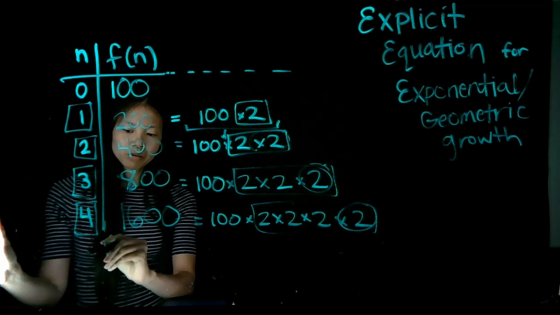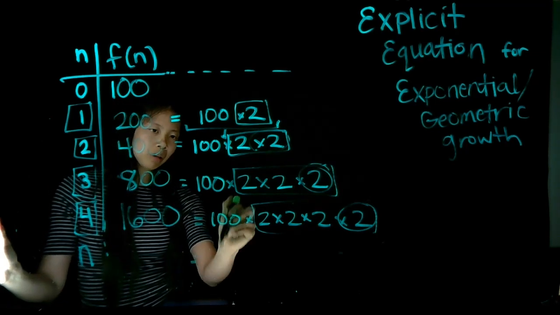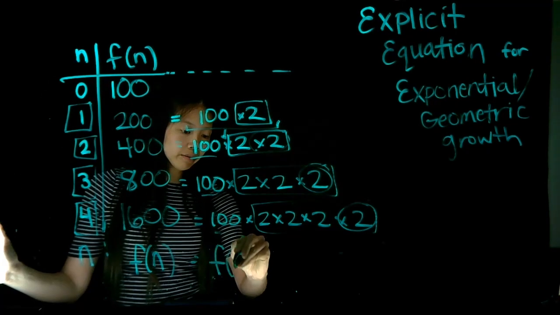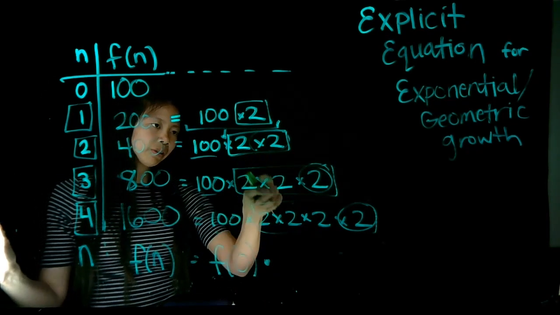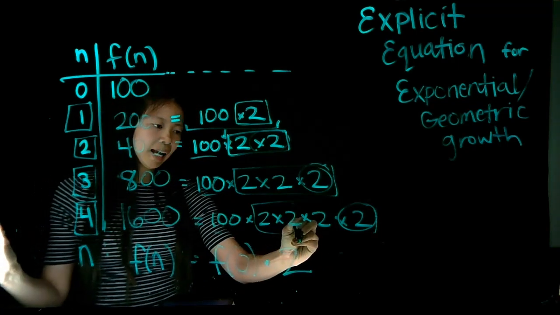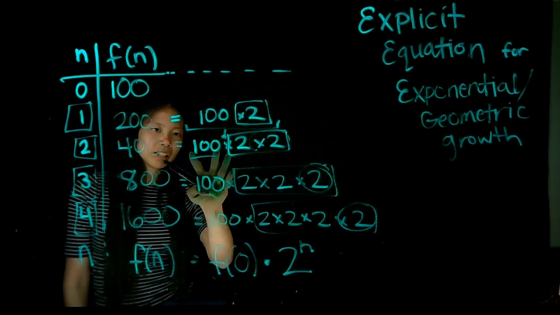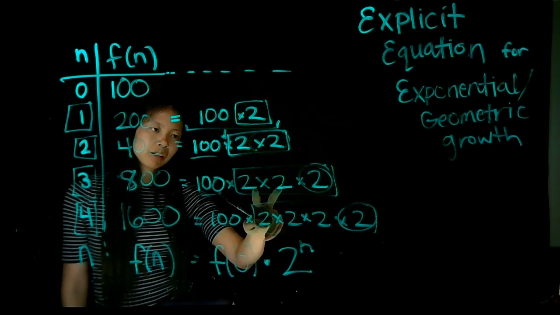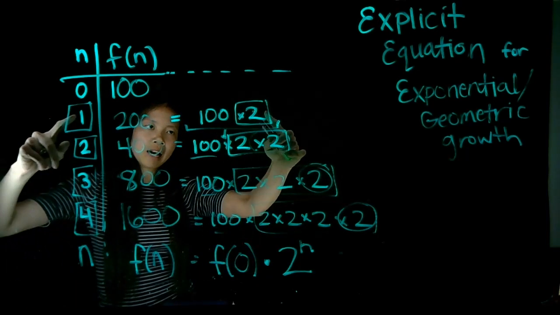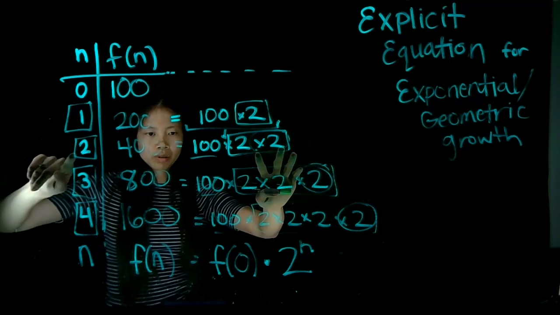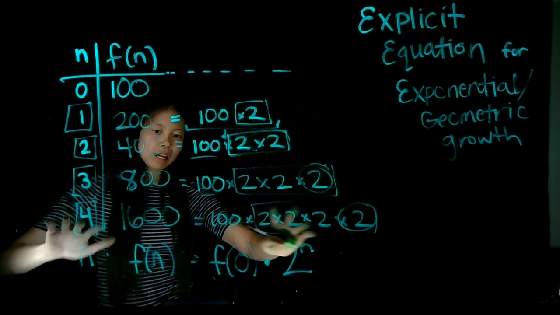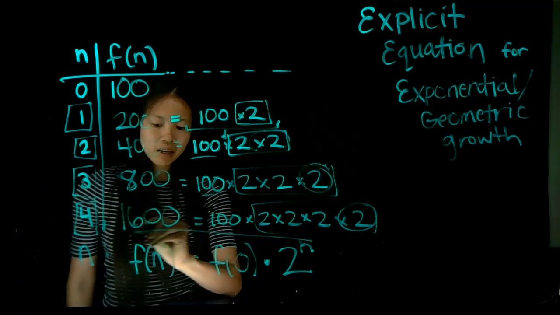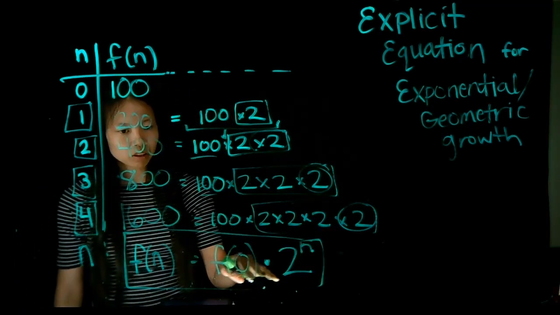So if I want to make an equation with n, I would take my first number, they all start with 100, which is f of 0. F of n would equal f of 0 times 2, right? 2 is the one being repeated, and it's being repeated n times. We can see here that 100 is our starting value, so we have f of 0, and I'm taking my common ratio, in this case 2, and it's being multiplied however many times. So it's multiplied once here, twice here, 3 times here, 4 times here, and if I just want a general equation of n, then I'd say n times. So my equation here would be f of n equals f of 0 times 2 to the nth power.